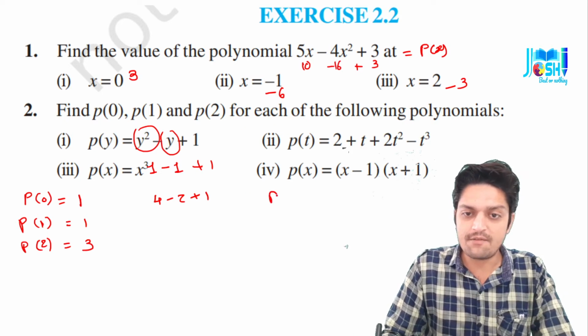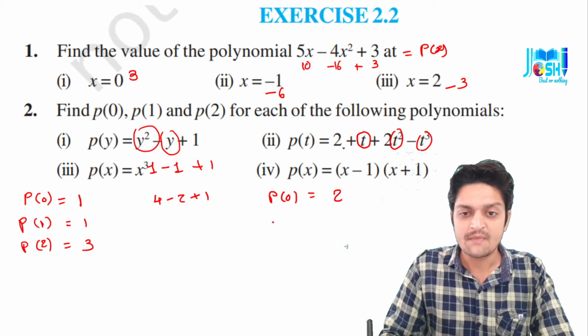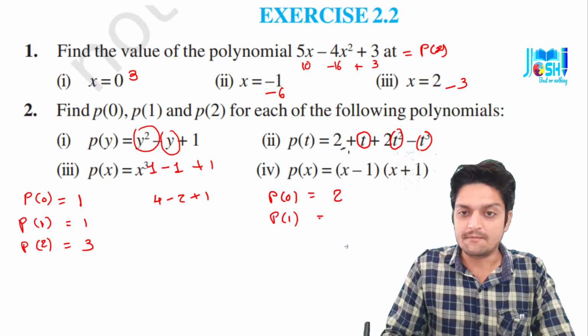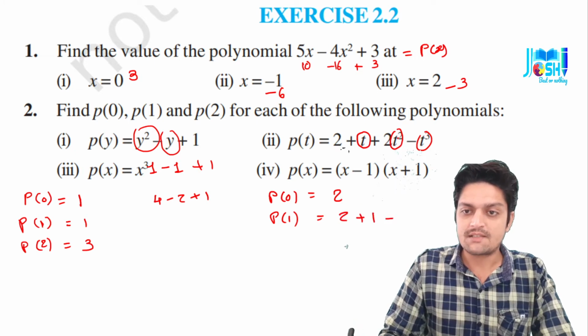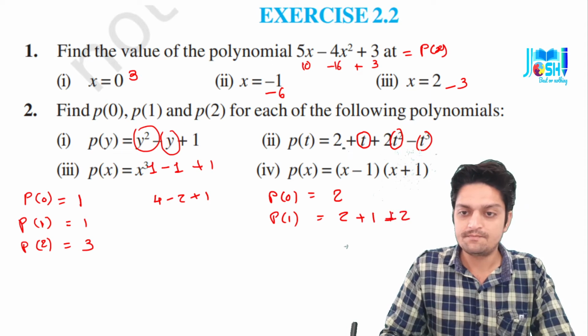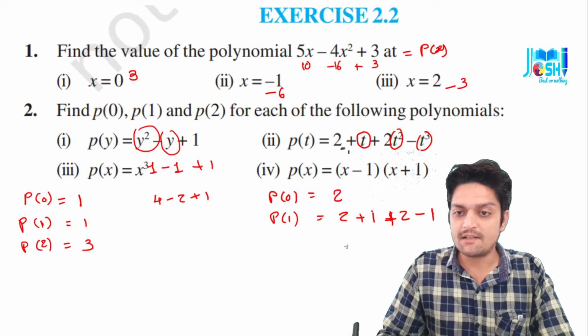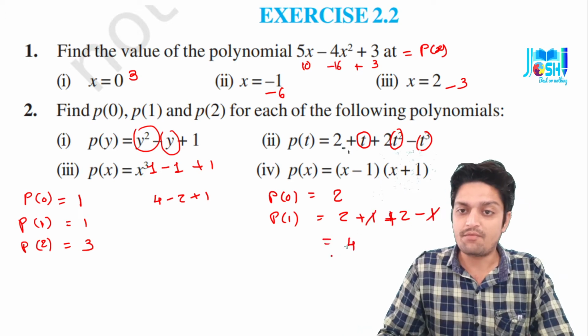Now here we have to find for 0, 1 and 2. So first I will find p of 0. So this term will become 0, this term will also become 0, and this also becomes 0. So here you will get the value 2 for p of 0. And now for p of 1: 2 as it is, plus 1, plus 1 square is 1 only, 1 into 2, so plus 2, and 1 square cube is 1 only. So minus 1, 1 and 1 cancel, 2 plus 2, that is 4, so p of 1 is 4.